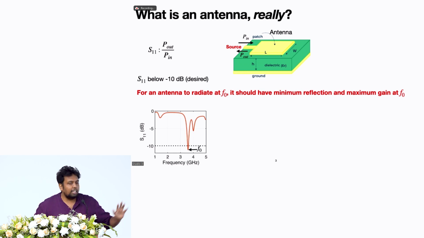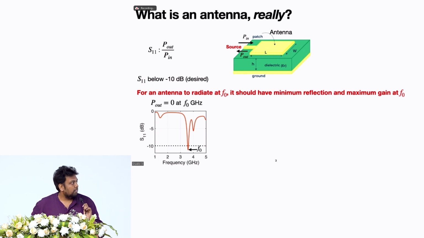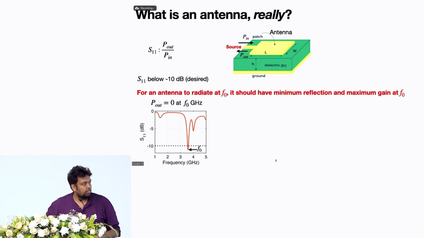So this is how a typical S11 curve looks. You can see at the frequency f0, there is a dip below minus 10. So we say that our antenna is working at f0. P out is almost 0 at f0, so we say that the antenna is resonant at f0.